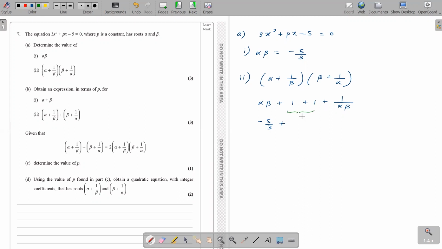1 plus 1 is the 2 here. Plus 1 over alpha beta. Shall I write on top? Because 1 over alpha beta is the reciprocal of minus 5 over 3, so it's 3 over minus 5, or minus 3 over 5 is also okay. Can you type all of this in the calculator? How much is the answer? Minus 4 over 15. Is that okay? This is the answer for Roman number 2.